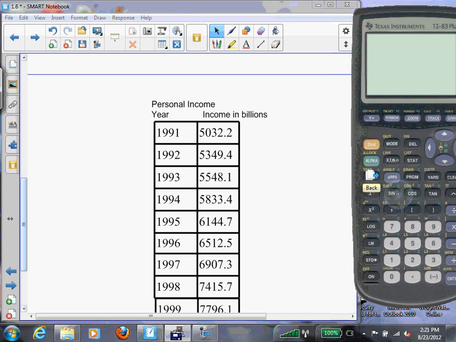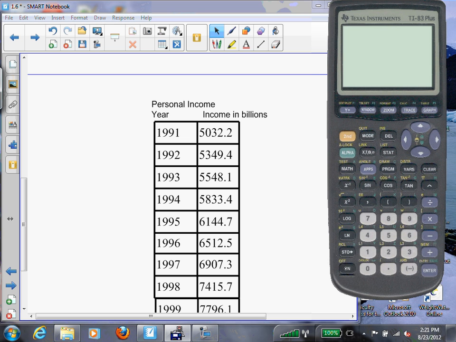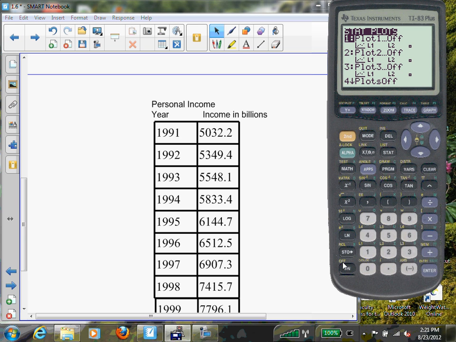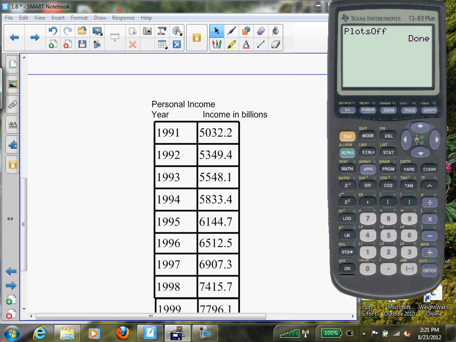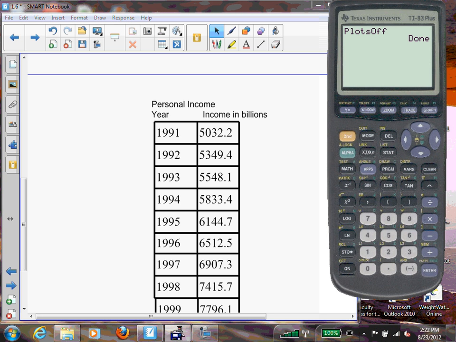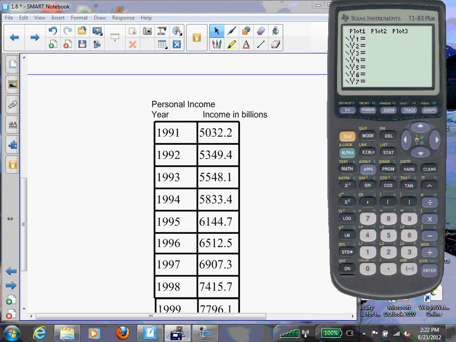I need you to do some things in your calculator to make sure that your calculator is set properly. The first thing that I want you to do is go to second y equals, and all of these should be turned off. Up at the top, second y equals, hit the number 4 and turn off all your plots. Hit 4 and hit enter, and it should say plots off, done. The next thing is to go to your y equals and clear everything out of there. You don't want any lines in there.